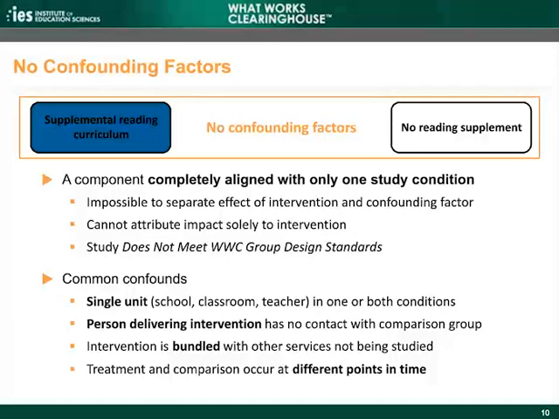The easiest way to understand confounds is to talk through some of them. The most common confound we see is that there is only one unit in one or both conditions. For instance, a new behavioral intervention is implemented in third grade in one school, and outcomes are compared to the third grade in the nearest school.